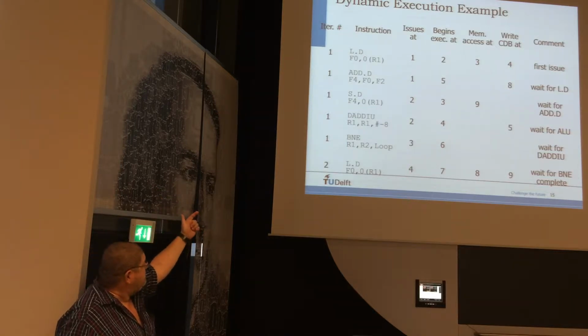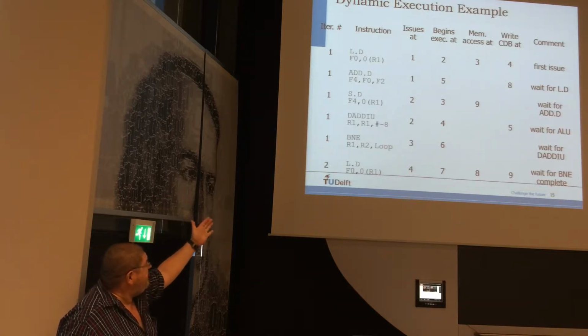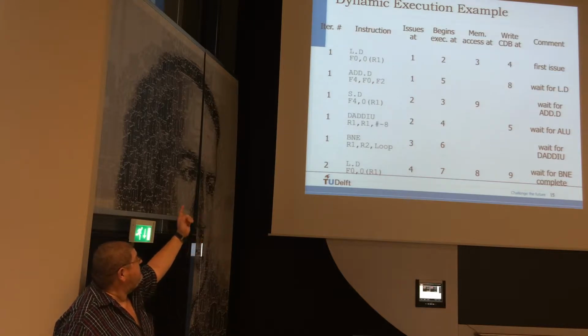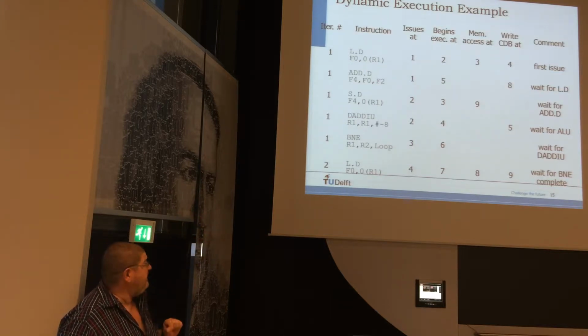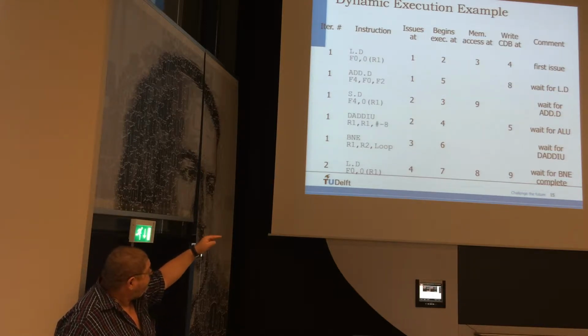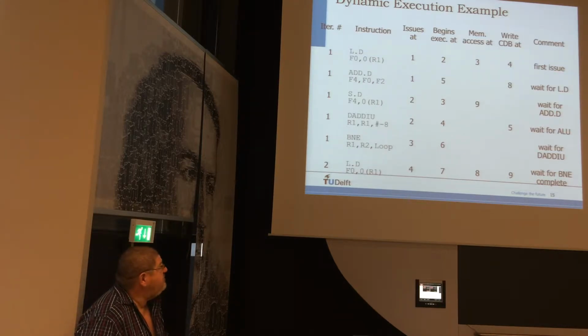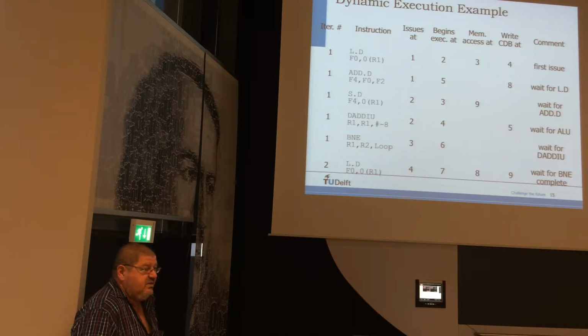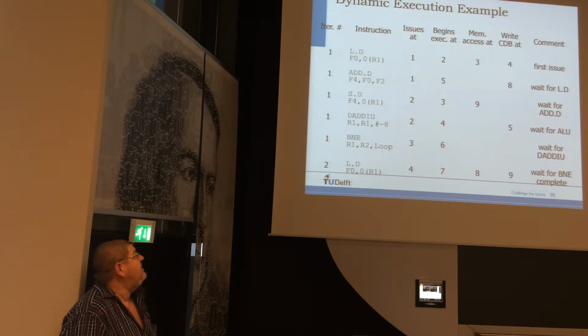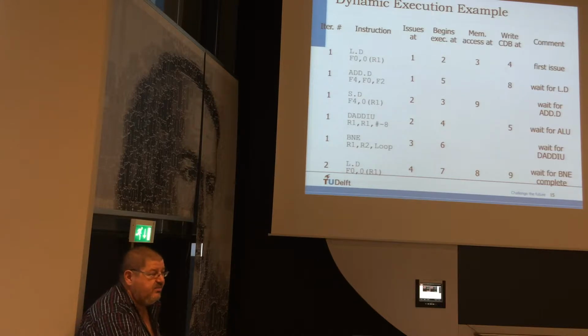Now, the store, both of them will be issued in cycle 2. The store will begin execution in cycle 3, but it will wait for the addition to complete. Because if the addition is not ready, I cannot start the memory access. Then after the addition is ready, the result is in the register file. On cycle 9, I can start the memory access, and I can write there.